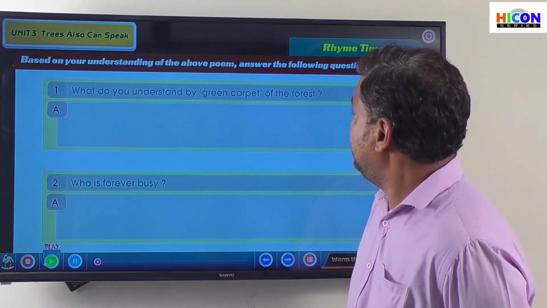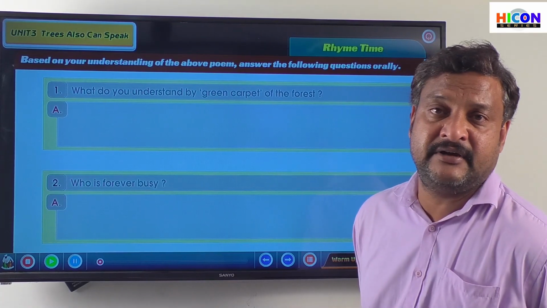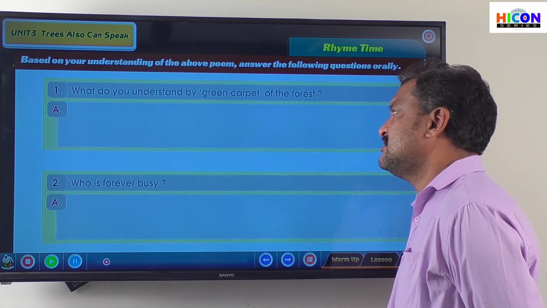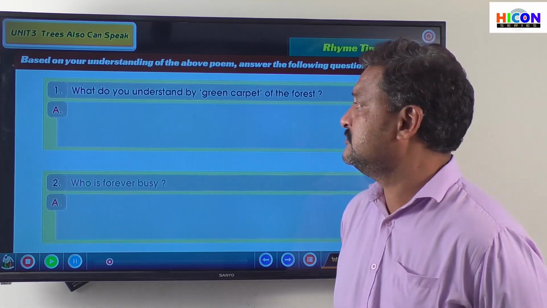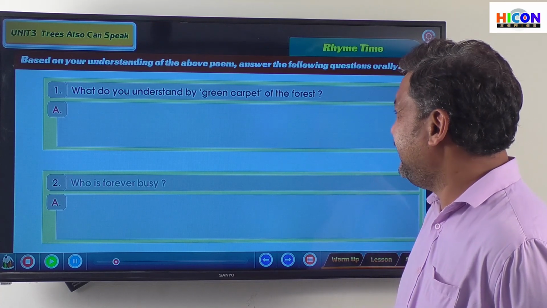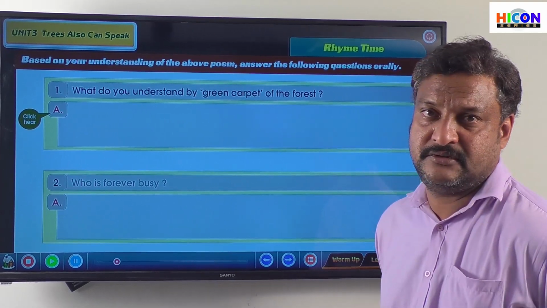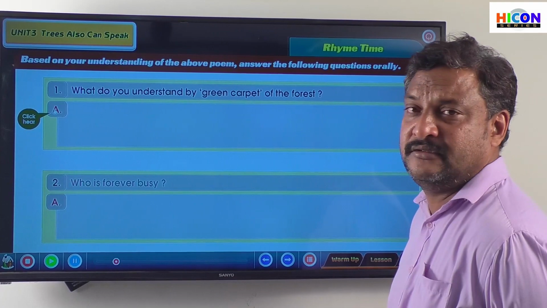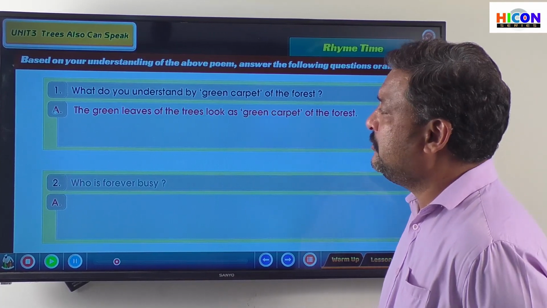So we have completed the rhyme time, isn't it? We have listened to the poem now. And here we have some question answers based on this particular poem. So what is the first question? What do you understand by green carpet of the forest? So it said something about a green carpet in the poem, isn't it? So what do you mean by the green carpet?